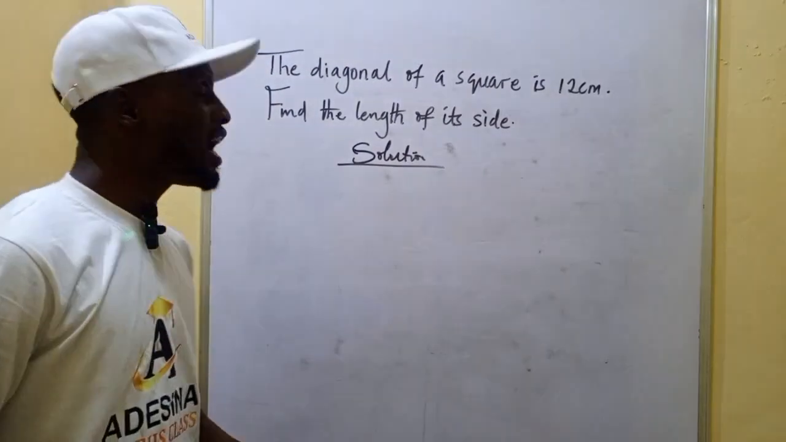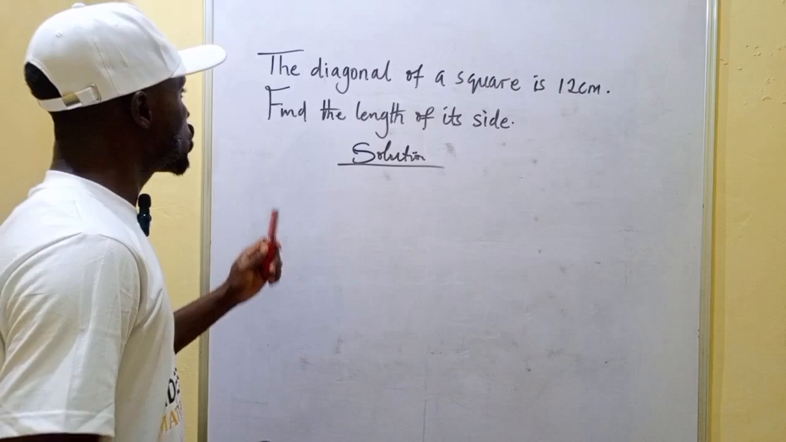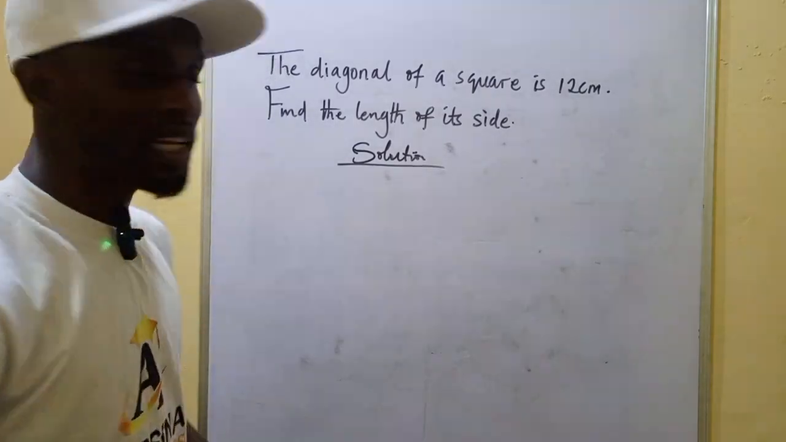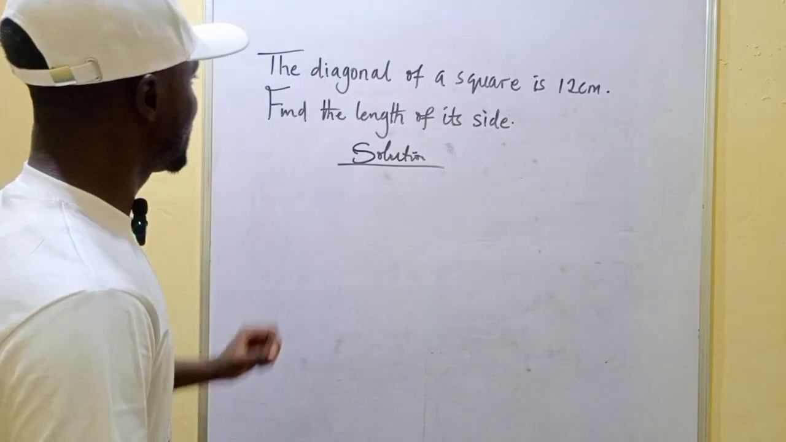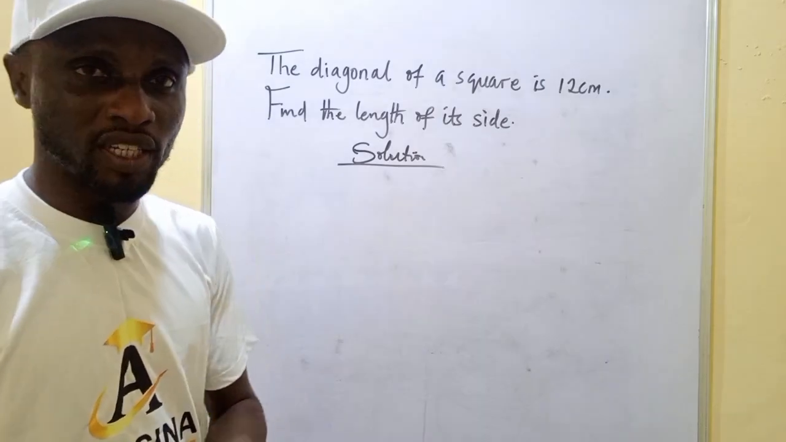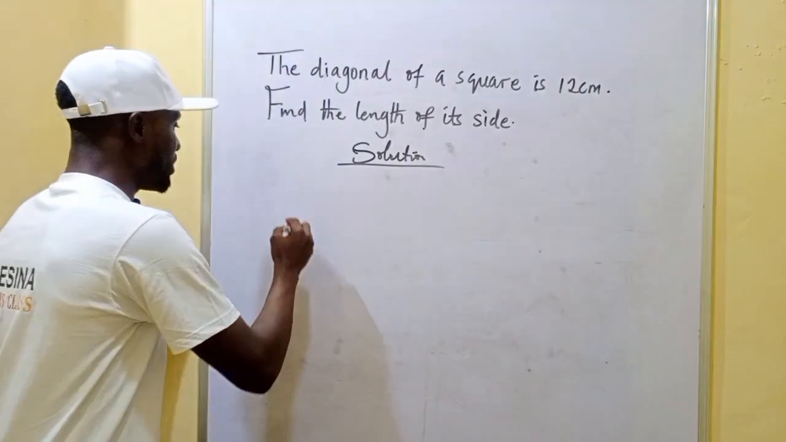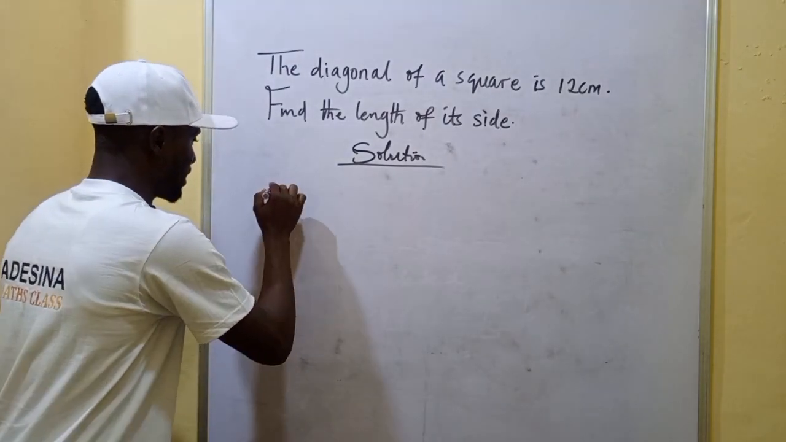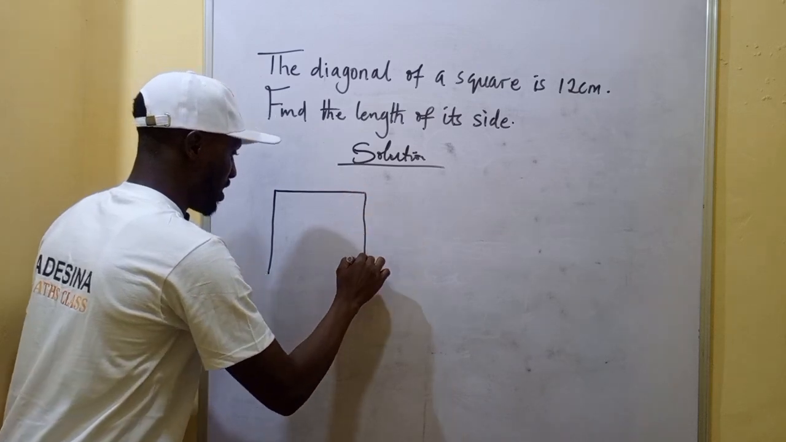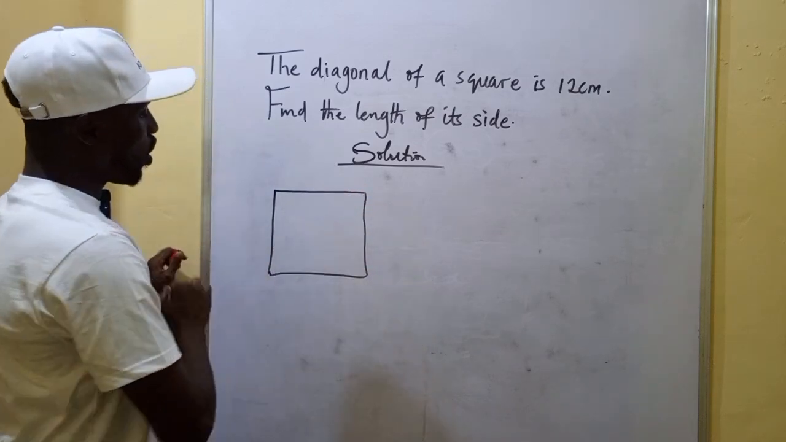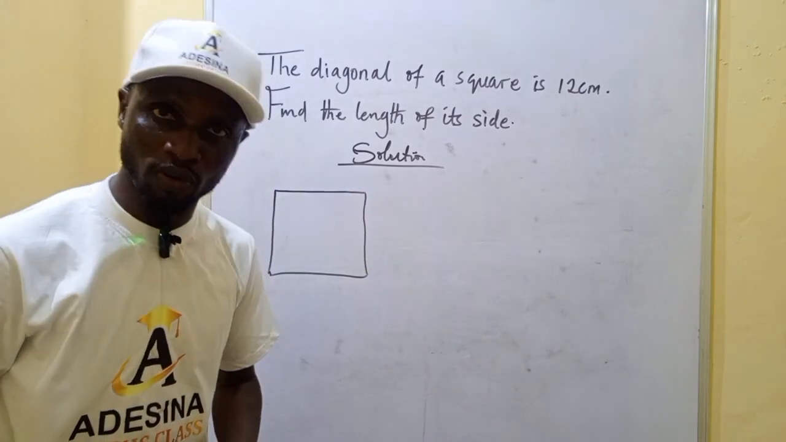The question says the diagonal of a square is 12 centimeter. Find the length of its side. The diagonal of a square. So there is a square. And one thing about a square is that all the four sides are equal.